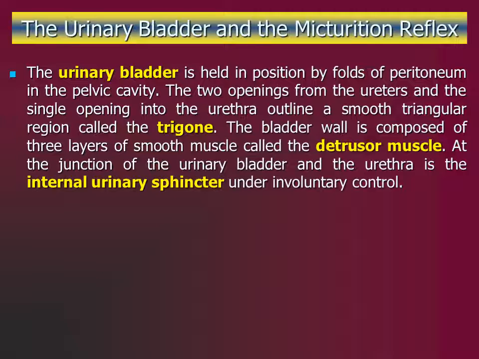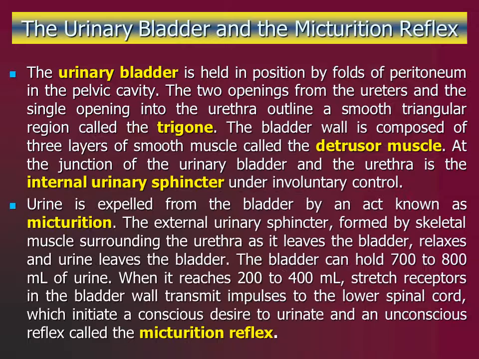The bladder wall contains 3 layers of smooth muscle collectively known as the detrusor muscle. At the junction of the urinary bladder and urethra, smooth muscle of the bladder wall forms the internal urinary sphincter, which is under involuntary control. Urine is expelled from the bladder by an act known as micturition, commonly referred to as urination or voiding. This response is caused by a combination of involuntary and voluntary nerve impulses.